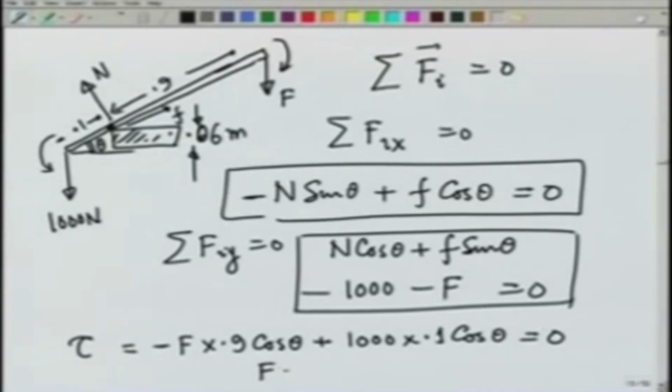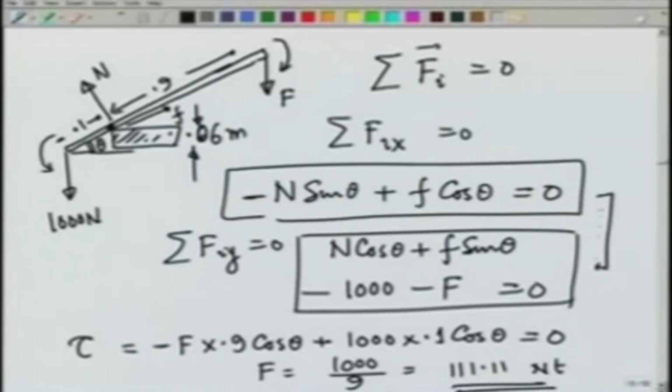and therefore F comes out to be 1000 over 9, which is roughly 111.11 newtons, and that is your answer. If you wish to find what N and F are, those can be found from these equations. You will require sin theta and cosine theta for that, and that you can obtain from this triangle.